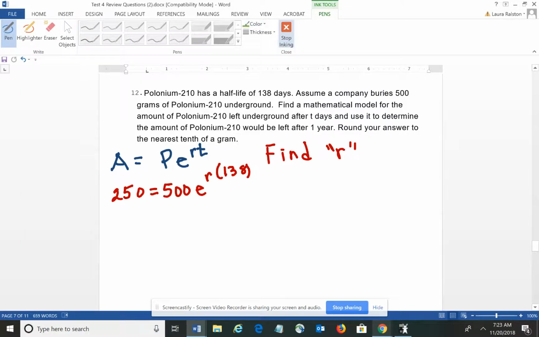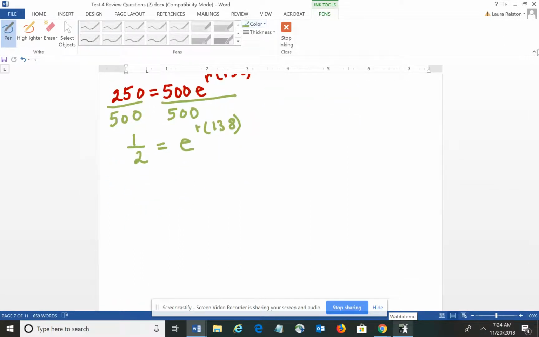To do that, the first thing we're going to do is divide both sides by 500. So I have 250, that's basically 1/2, equals e to the r times 138. I need to undo the base e. The inverse of base e, if you'll recall, is the natural log. So we have the natural log of 1/2 equals the natural log of e to the r times 138.